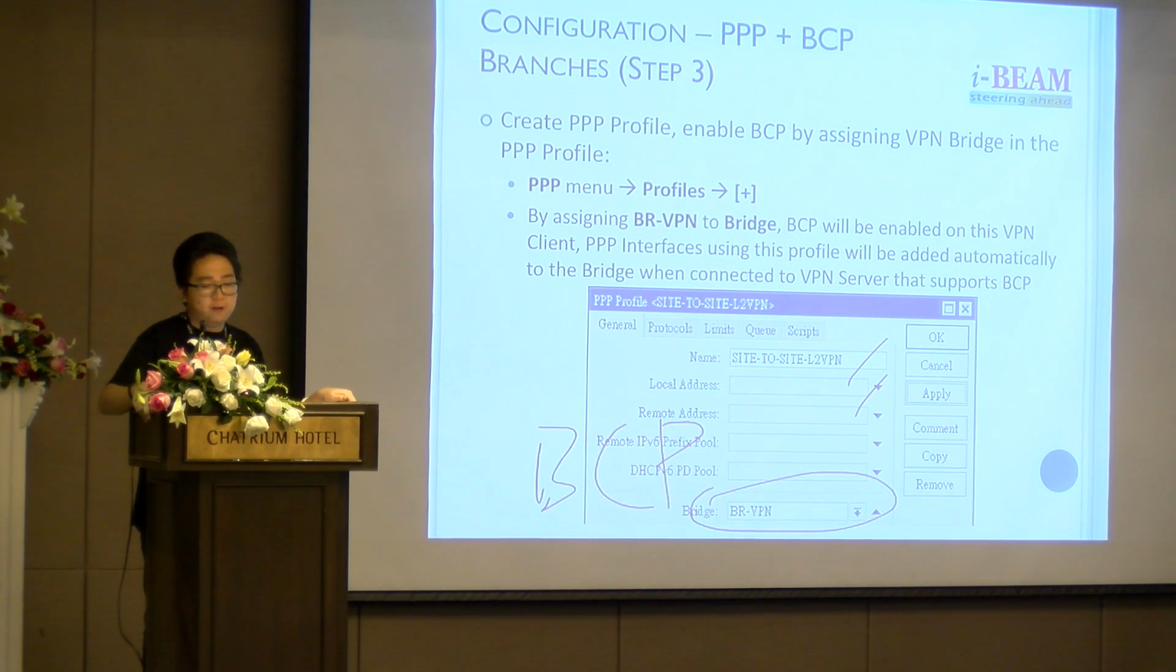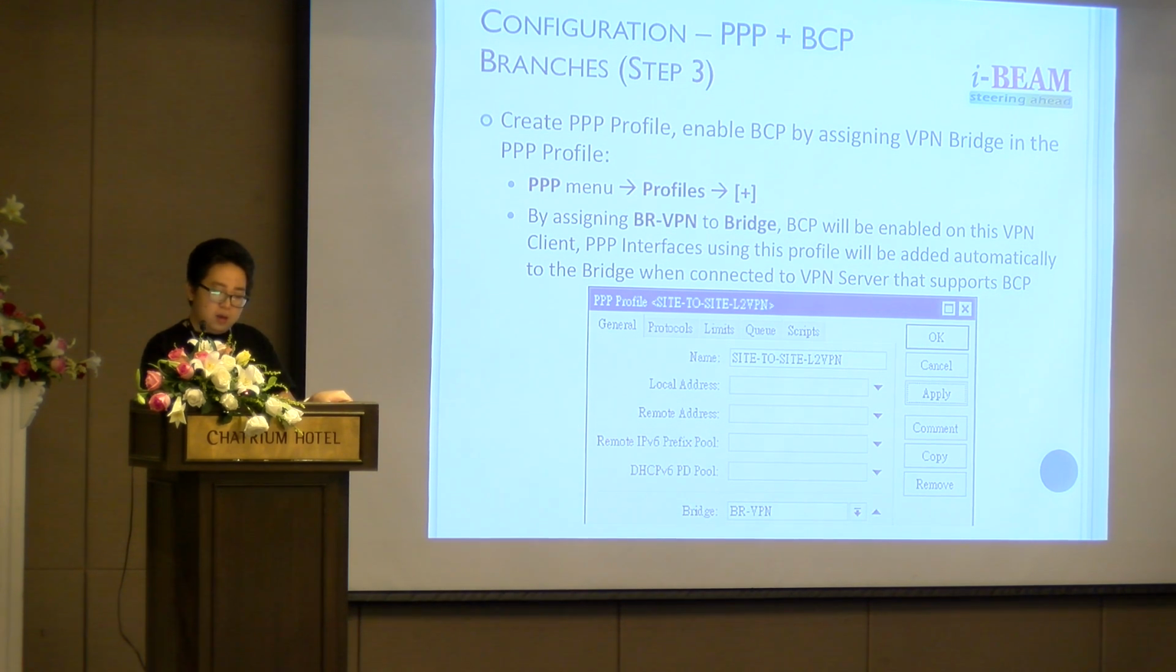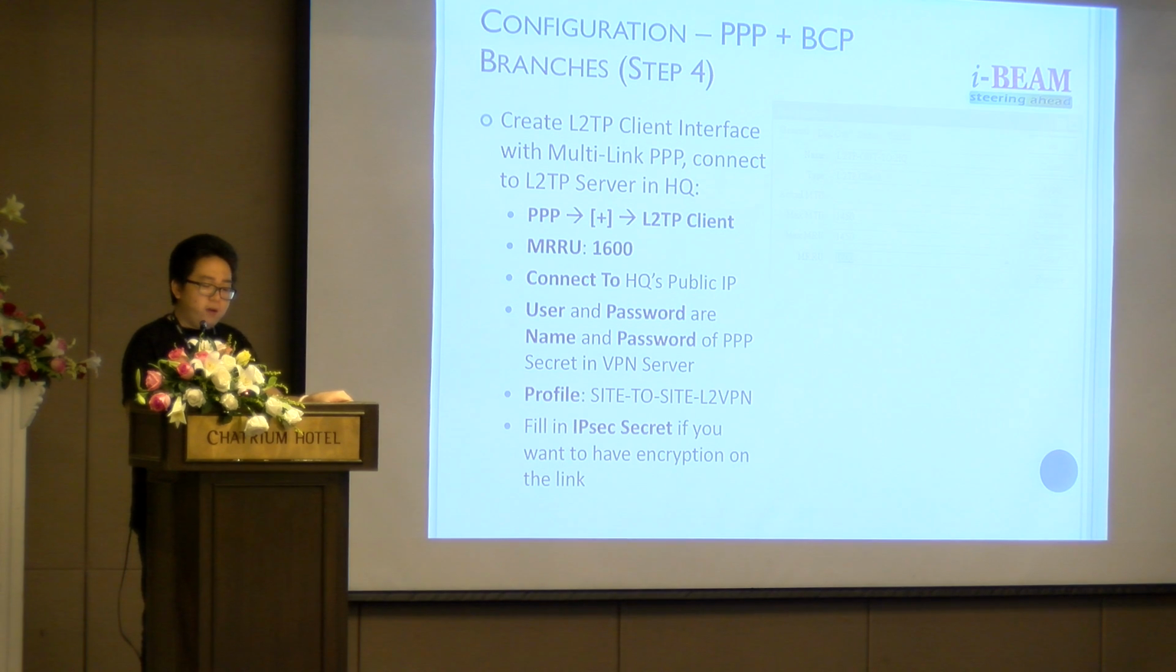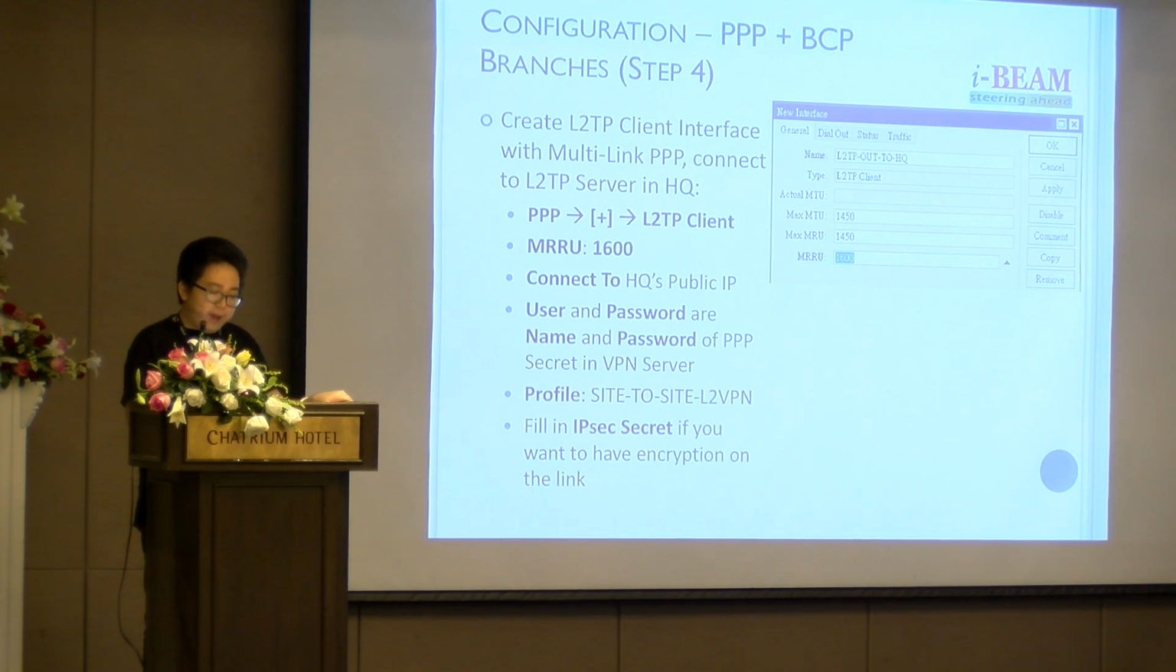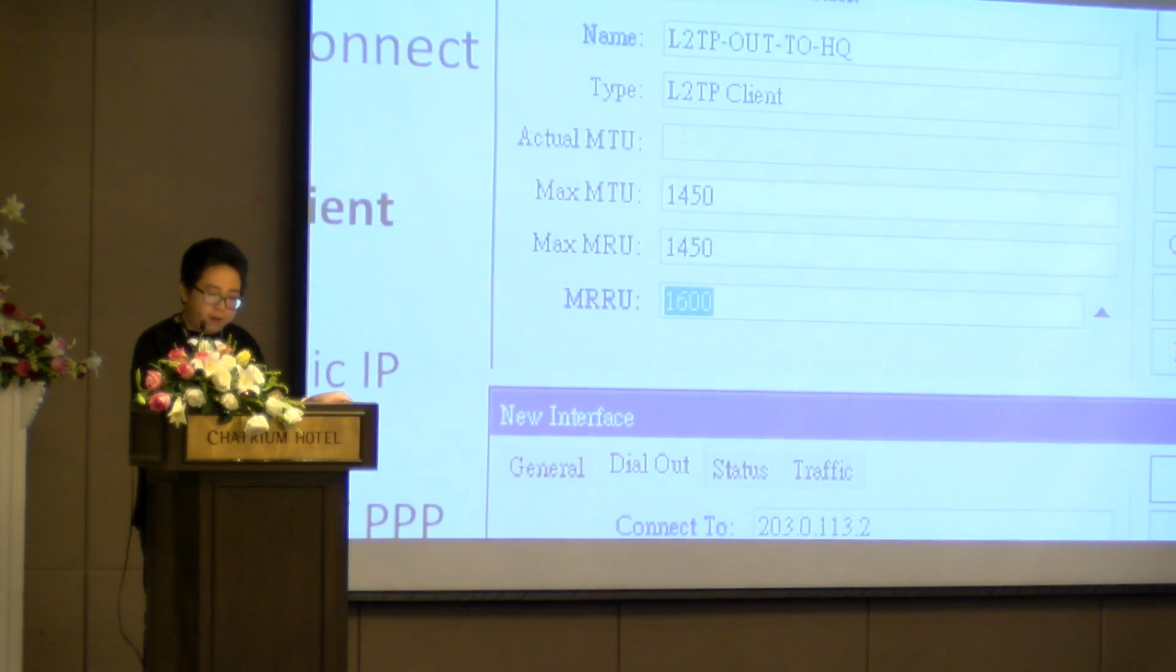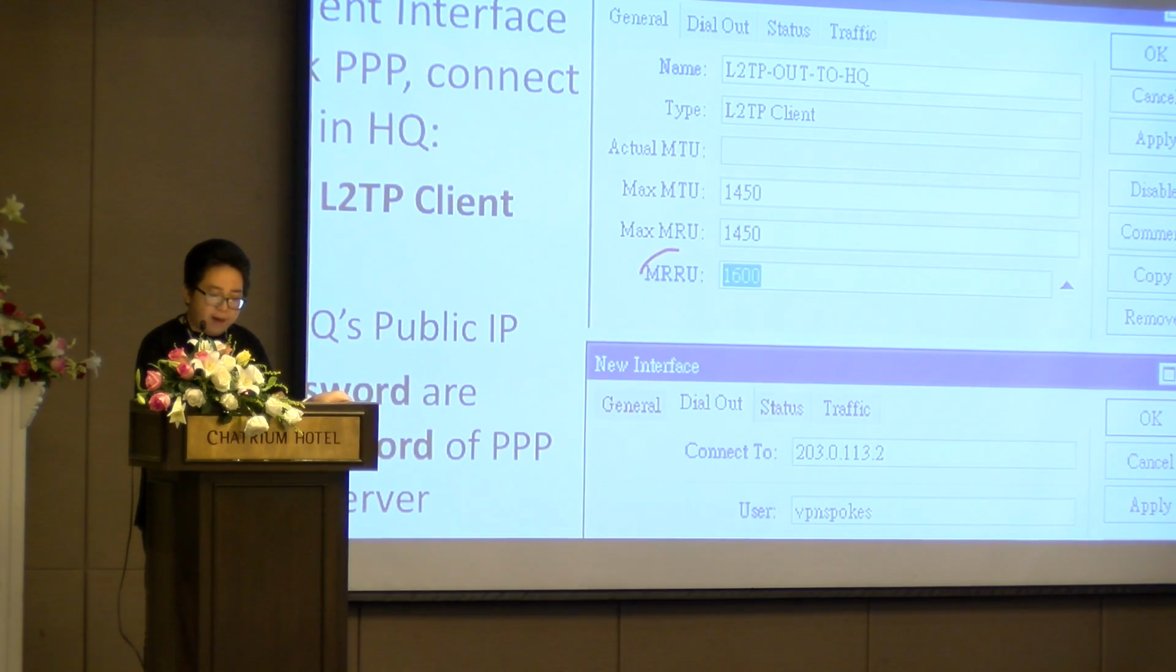You will not need to assign the static IP here. But in case if you want to have static IP, yes, technically you can do. Step number 4, go to interface menu, create the L2TP tunnel, and then in L2TP tunnel, here it is the main point, MRRU, you need to set 1600.